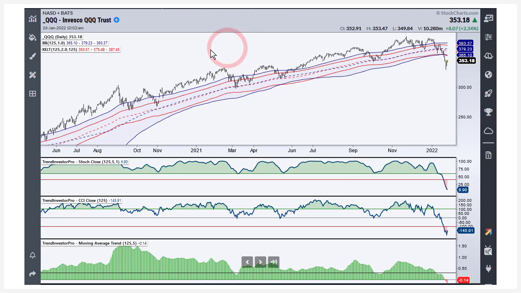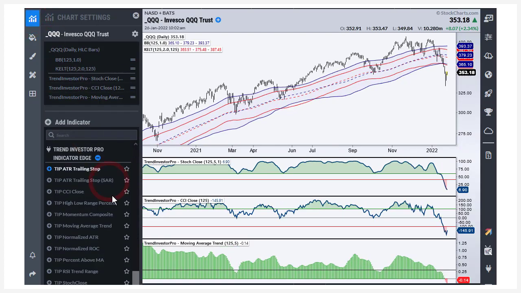Now, over on the left here is where you can add the indicators. So at the upper left, I've got chart settings, and I'm going to open that up. And what I've done is I've added the indicators for the Trend Composite. There you can see I've got Bollinger Bands 125, 1. That means one standard deviation above and below the 125-day moving average. The Keltner channels, 125 days, and 2 ATR values. And these are 125-day ATR values above and below that 125-day EMA.